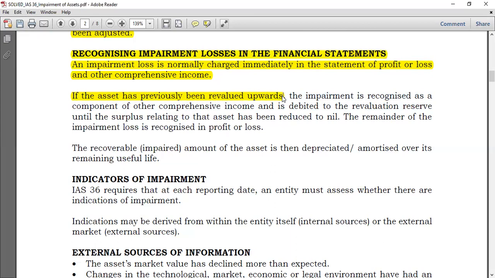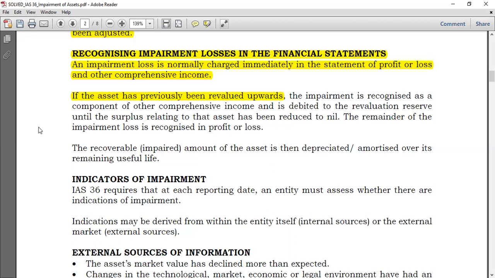If your asset was revalued upwards and then you identified that there is an impairment loss, you treat the impairment loss as if it is a revaluation loss. Do you know how to treat a revaluation loss? Revaluation loss is just treated as an expense too. It is taken to the statement of profit or loss. But as you know, if you have your asset and it was revalued upwards as a revaluation gain, let's say you are using the revaluation model, that revaluation usually goes to the other comprehensive income, not to the profit or loss.